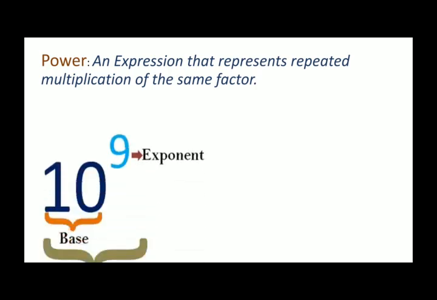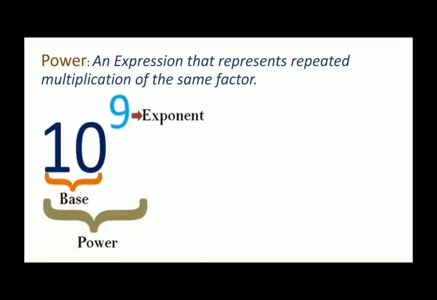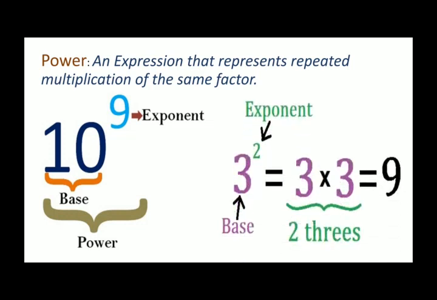Let's take an example, 10 power 9. In this case, the number 10 is called the base, the number 9 is called the exponent, and the whole expression is called the power. For example, if I take 3 square, 3 is the base, 2 is the exponent. The exponent corresponds to the number of times the base is multiplied. So you multiply 3 two times, so you get 9.